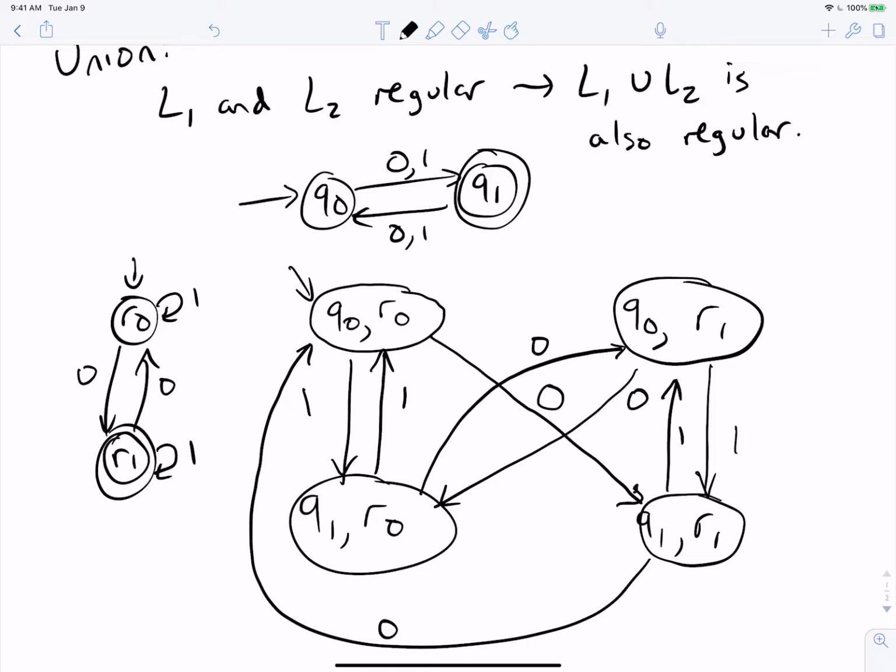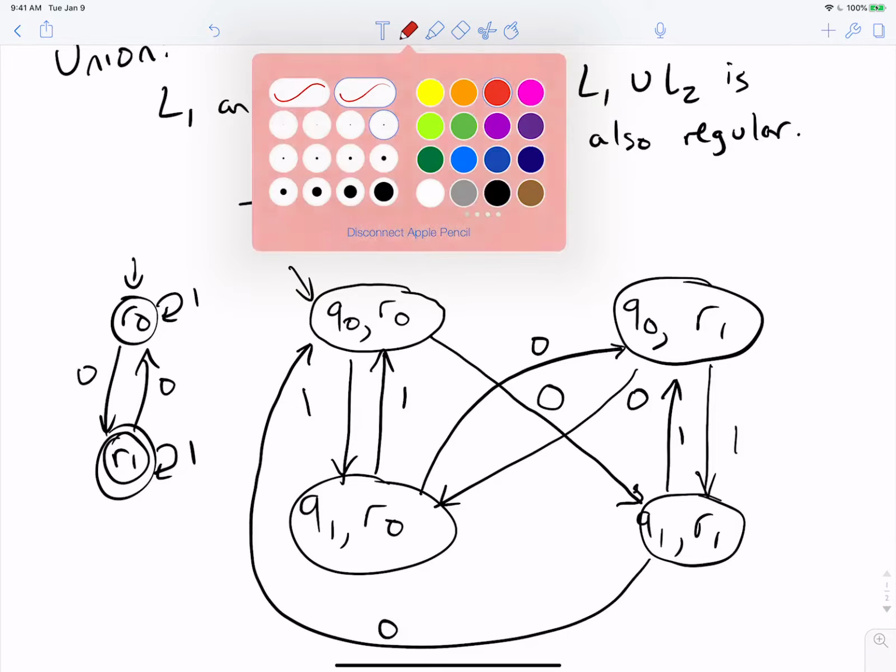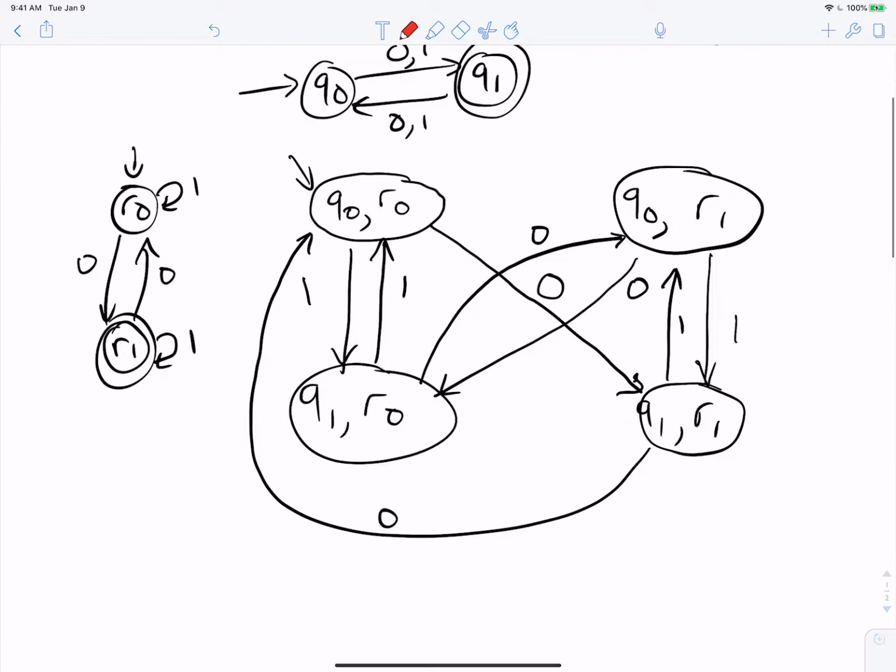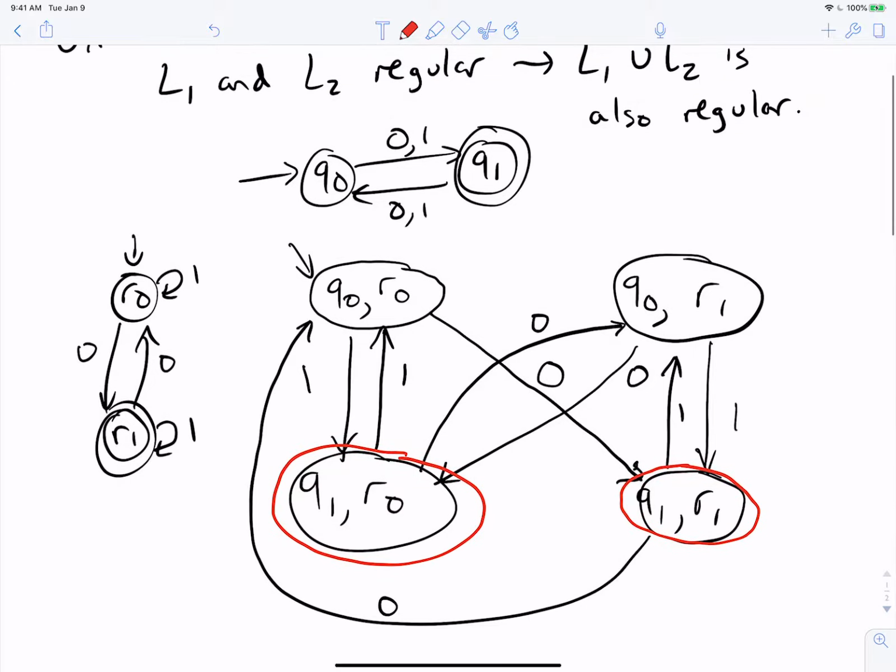Because let's just say for Q1, for example, if we were in either Q1R0 or Q1R1, then the Q machine's in an accept state at that point. So if we're done reading the input then, that means that one of the 2 machines said yes. I don't care about the R machine. As long as the Q machine says yes, we're in the union. So that means that any state involving Q1 in it should be a final state. So these 2 states at the bottom are final states.